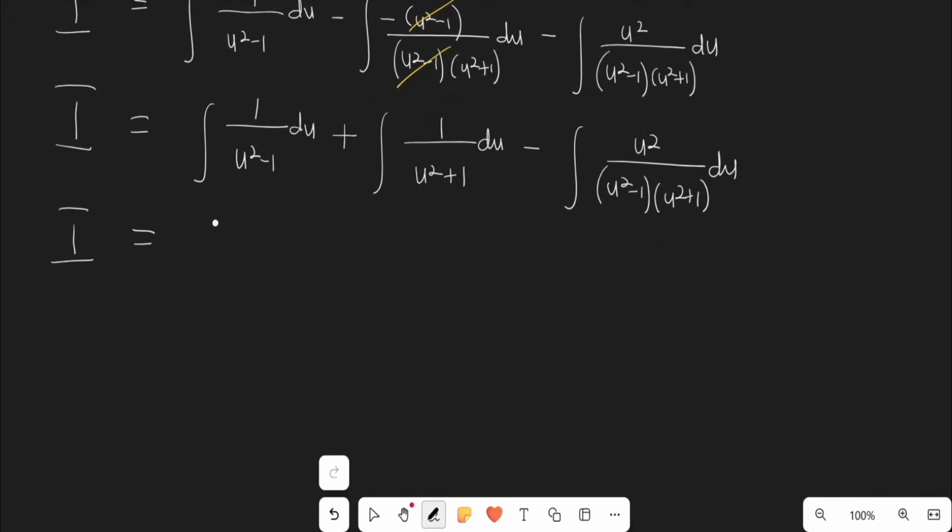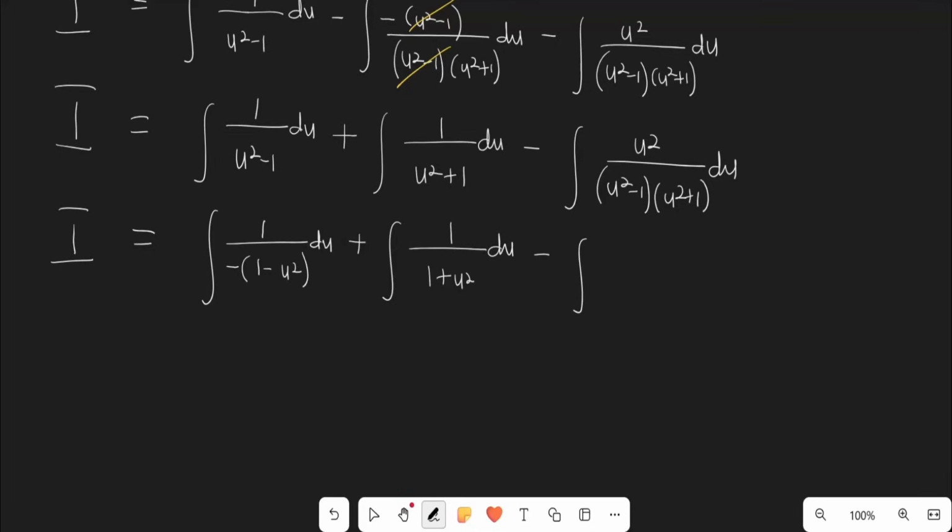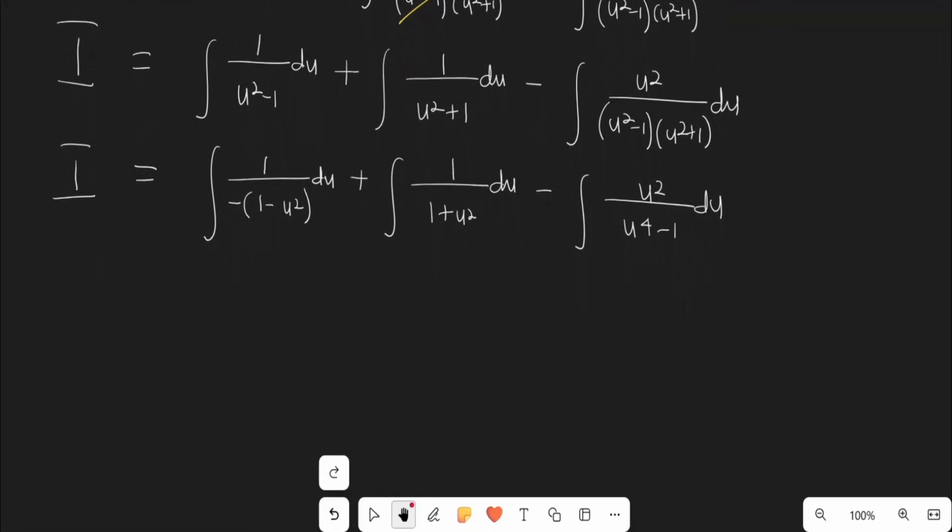This integral I is the integral. This one can be written as negative 1 all over, this one is 1 all over negative into 1 minus u squared, like this du, and this one is plus the integral of 1 all over 1 plus u squared du, and this one is minus the integral of u squared all over u to the power 4 minus 1 du. And we can see that this one is I, right? So we can just replace that with I, the one we have at the left hand side.